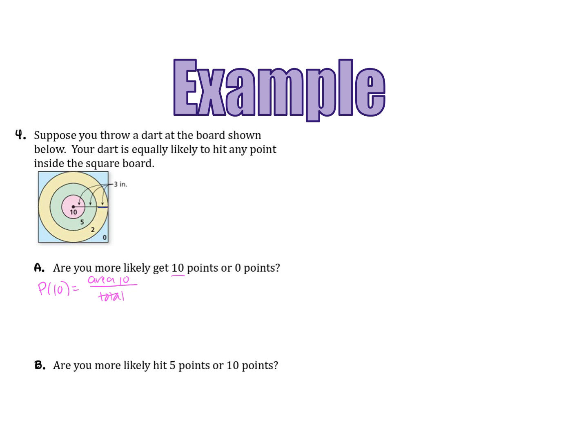This is telling us that each of these is 3, which means this length is 9 and it's a square. So the length of each side of the square is 18. So if we want to find the total area of the dartboard, what we're really saying is what's the area of that square? And that's going to be 18 times 18, which is 324. So that's going to become the denominator in our fraction for each of our probabilities.